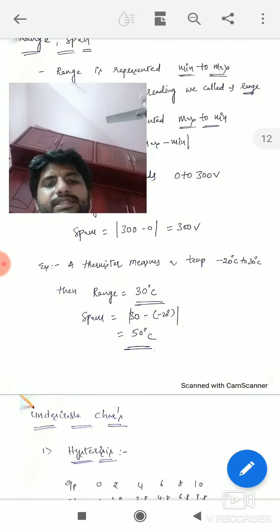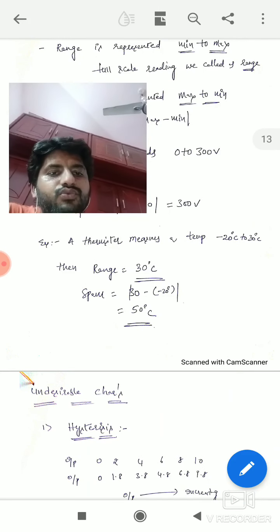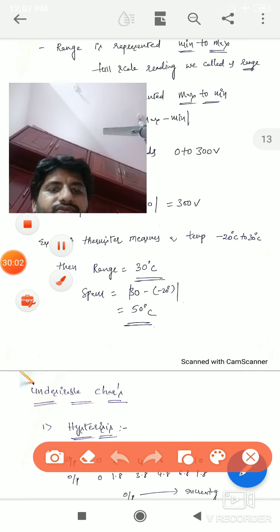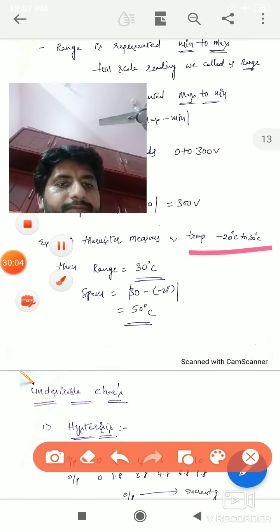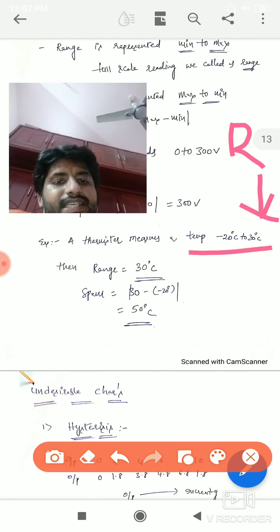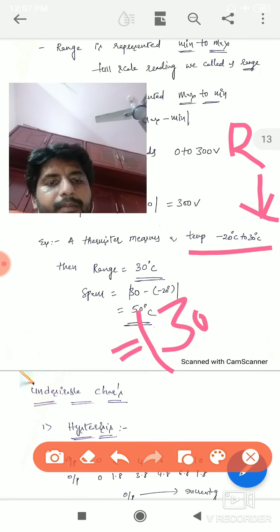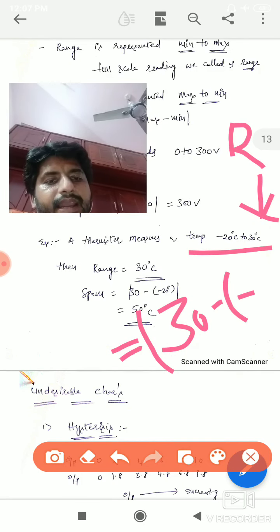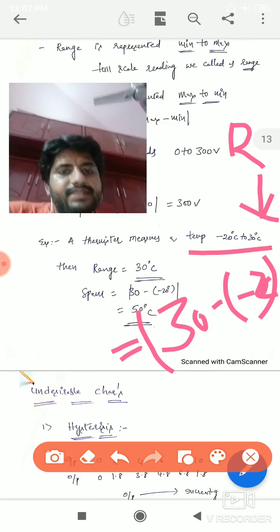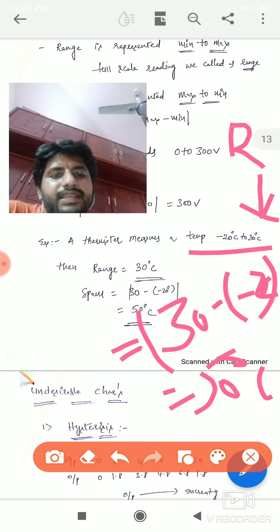So this is a problem. And one more problem is there. The thermistor measures the temperature of minus 20 degrees to 30 degrees. So what is the range? It's a somewhat difficult question. You will see what is the range here. Maximum and the 30 degrees. So this is the range value. What is a span? Maximum minus minimum. What is the maximum? 30 minus minimum. What is the minimum? Minus 20, right? So don't forget to take minus in that. So what is that value? That is equal to 50 degrees centigrade is my span.